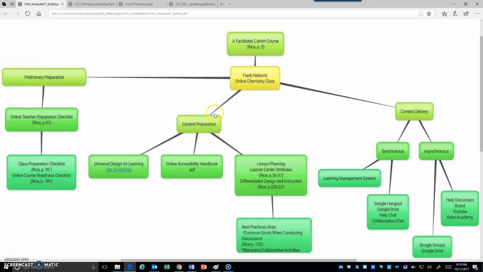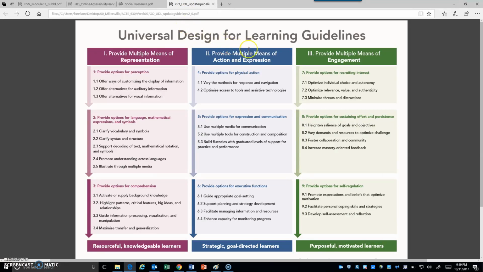As far as content preparation, the Universal Design for Learning Guidelines, I found eye-opening, particularly in preparing this presentation. I found this table where it optimized and condensed all that information in a real nice, neat package. But on the main web page that I first looked at, I really liked the fact that there were links to examples that were really helpful in trying to figure out what should be done and how to do it.